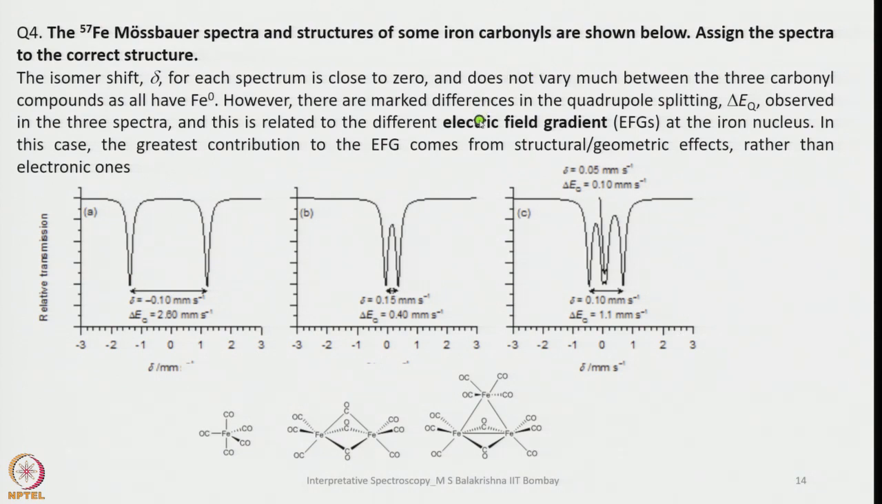However, there are marked differences in the quadrupole splitting. Quadrupole splitting is delta EQ, and the isomer shift is small delta. This is observed in the three spectra and is related to the different electric field gradient at the iron nucleus. In this case, the greatest contribution to the EFG comes from structural and geometrical effects rather than electronic ones.